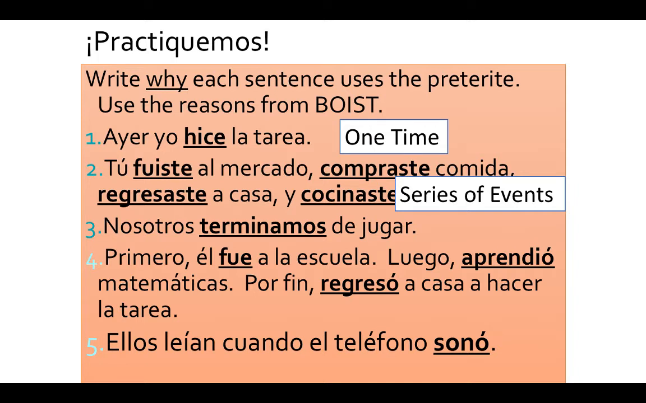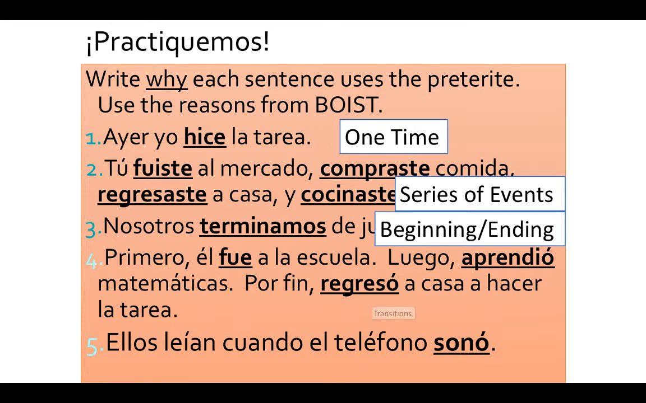Number three, nosotros terminamos de jugar. We stopped playing or we finished playing. This is probably the beginning or ending of an action because those verbs like terminar, empezar, and comenzar, you can only begin or end one time. Okay, so beginning or ending. Number four, primero, él fue a la escuela, luego aprendió matemáticas y por fin regresó a casa a hacer la tarea. So, first, he went to school, then he learned math, and finally he returned home to do his homework. Why might we use the preterite here? Good.